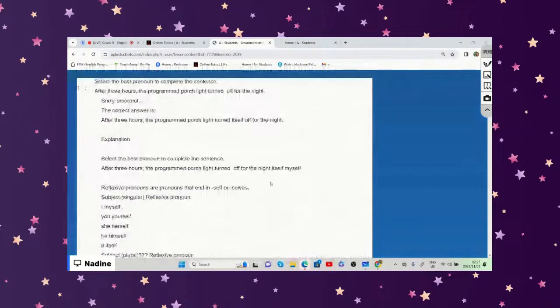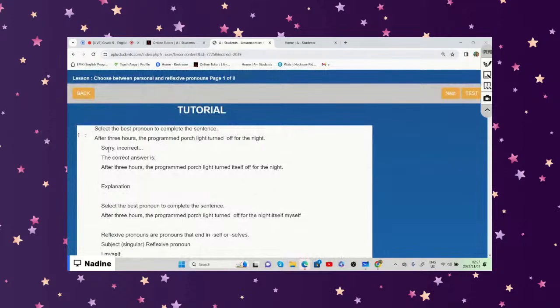Yeah. All right, so now if we look at number one, the activity, it says select the best pronoun to complete the sentence. So the pronoun, remember we said that the pronoun takes the place of a noun or takes the place of nouns, right? So it says, after 3 hours, the programmed porch light turned off for the night.